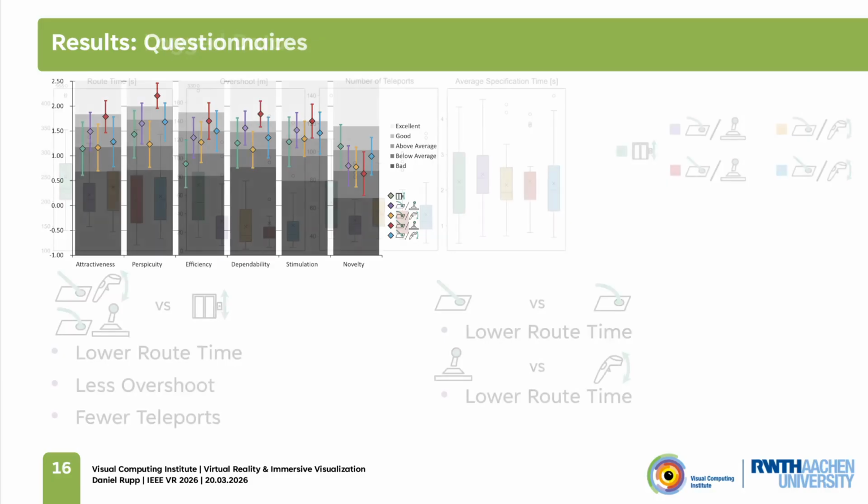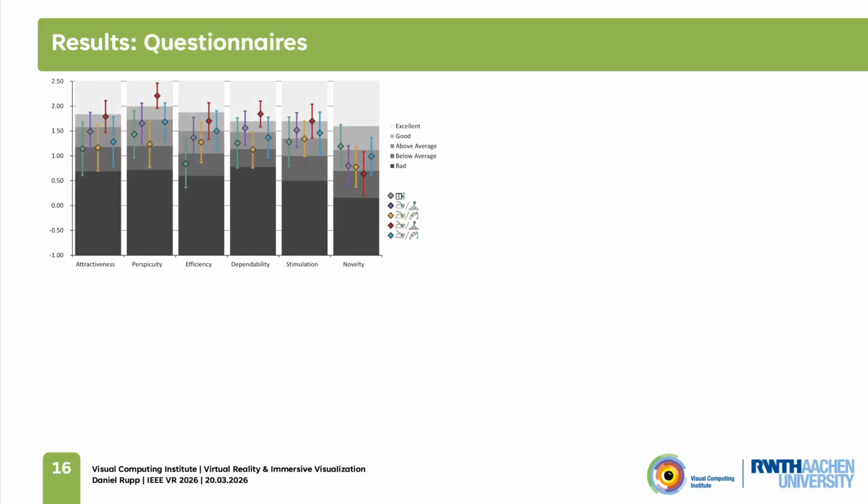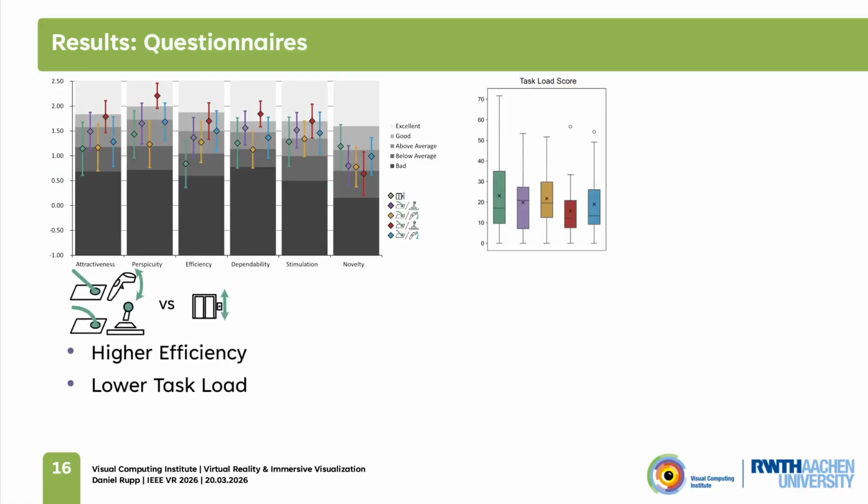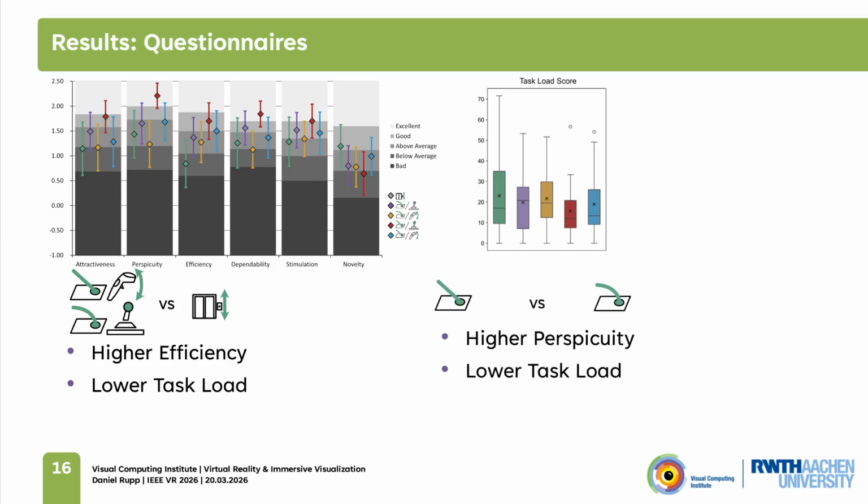For questionnaires, we used the User Experience Questionnaire and the NASA Task Load Index. Here, the average SATOR technique showed a significantly higher efficiency rating and lower task load. When looking at the SATOR variations, the straight ray showed significantly higher perspicuity and lower task load than the parabolic arc, while the joystick showed a significantly higher dependability score.